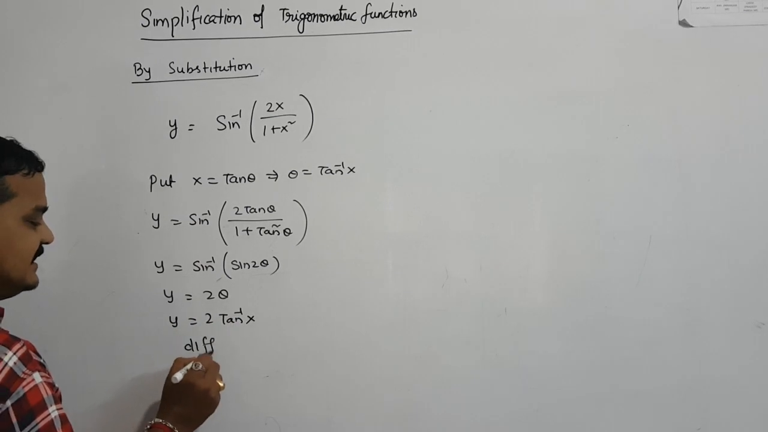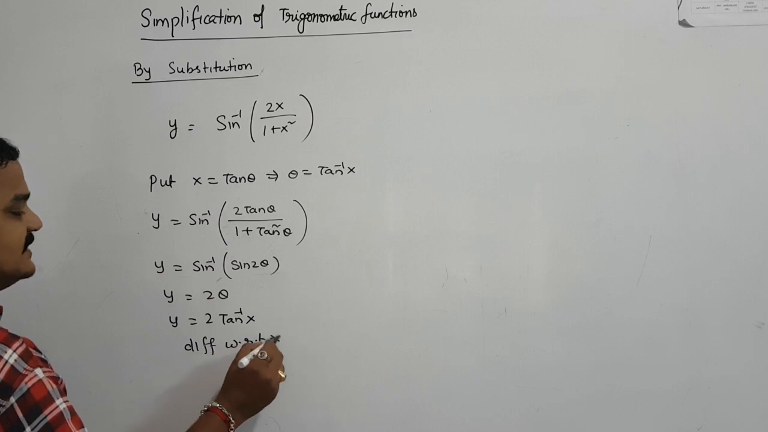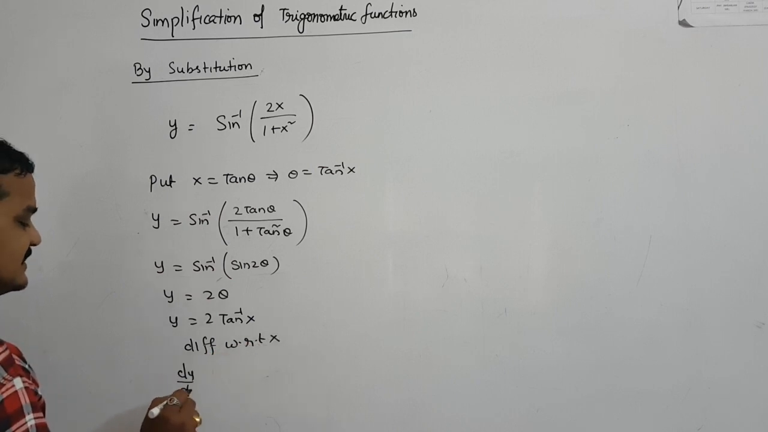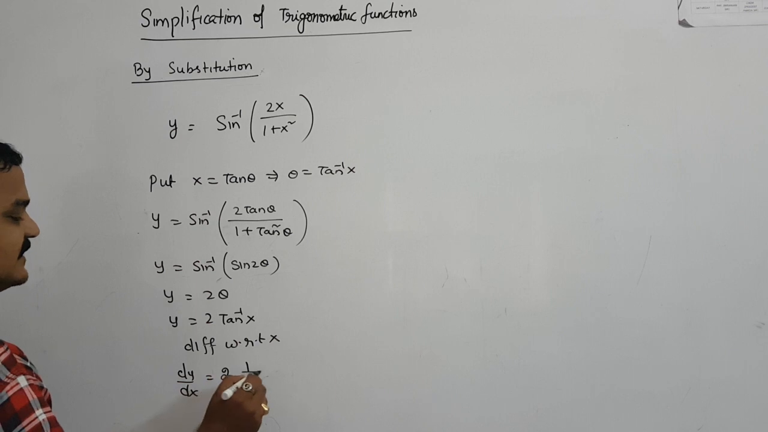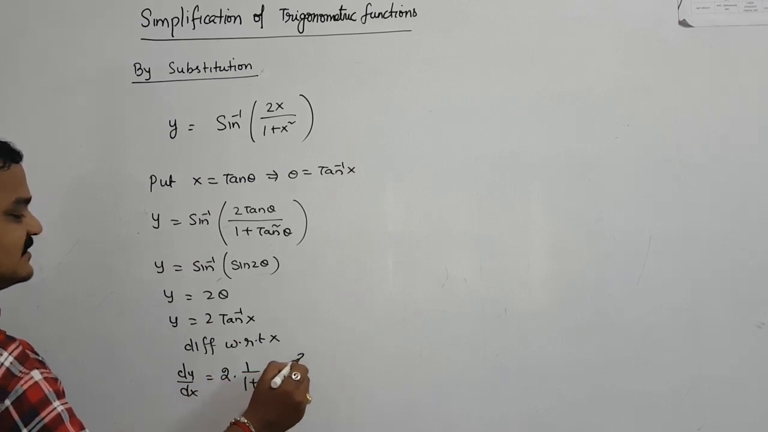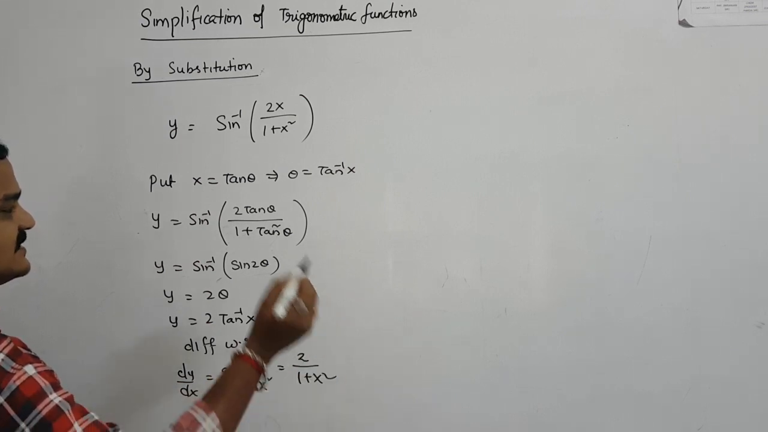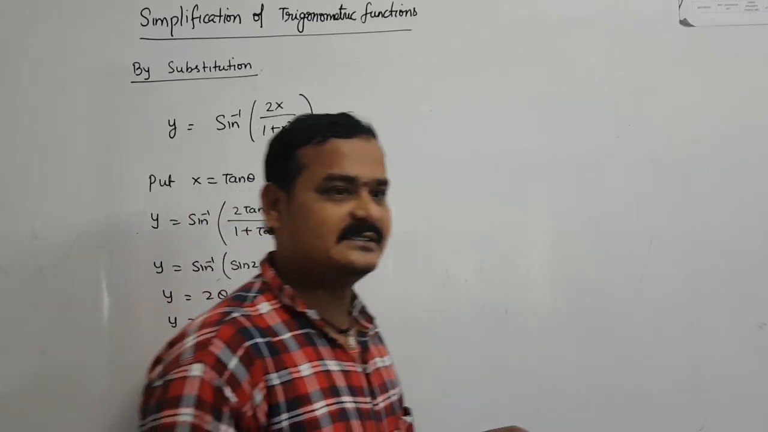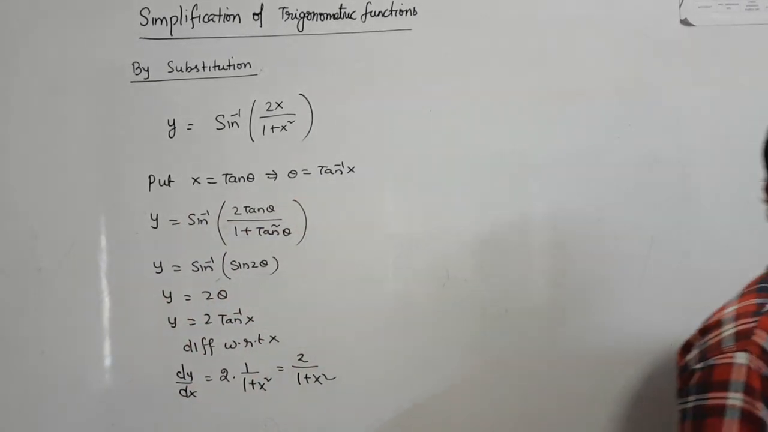It is very easy to find the derivative of this one. So dy by dx is equal to 2 into the derivative of tan inverse x, which is 1 by 1 plus x square. So the answer is 2 by 1 plus x square. Very easily you can get it. Simplify that by substitution.